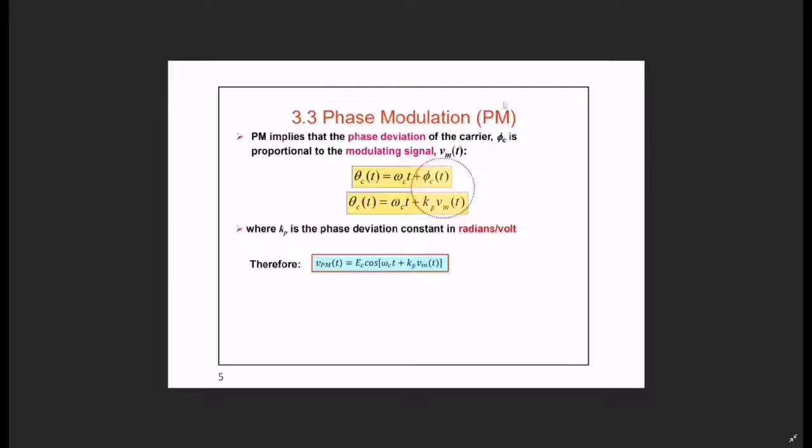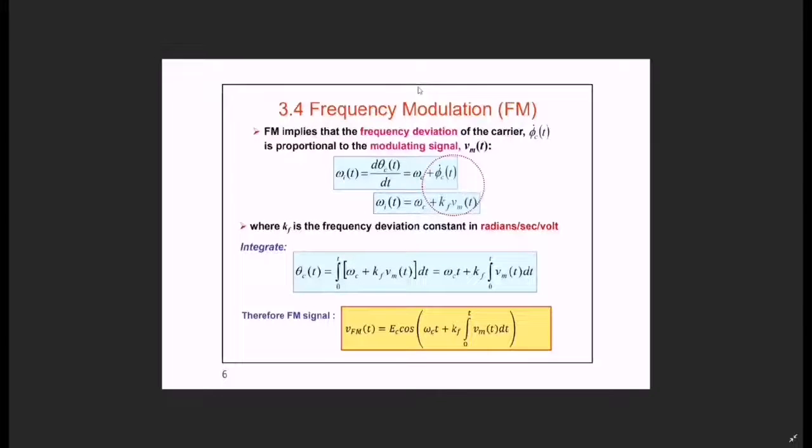For phase modulation (PM), PM implies that the phase deviation of the carrier is proportional to the modulating signal, like this equation, where Kp is the phase deviation constant. So we will get this equation. For frequency modulation FM, FM implies that the frequency deviation of the carrier is proportional to the modulating signal, where Kf is the frequency deviation constant. So we will integrate this equation and then we will get the FM signal equation.